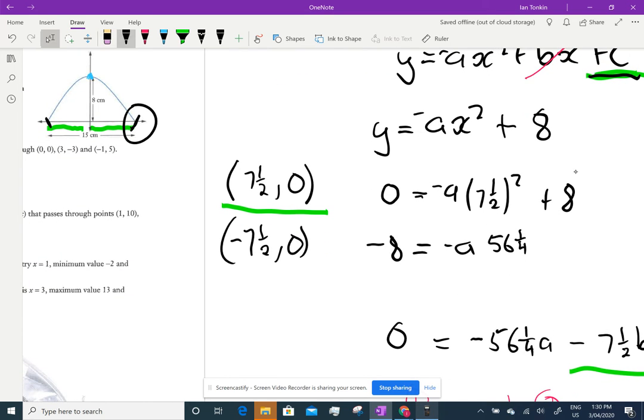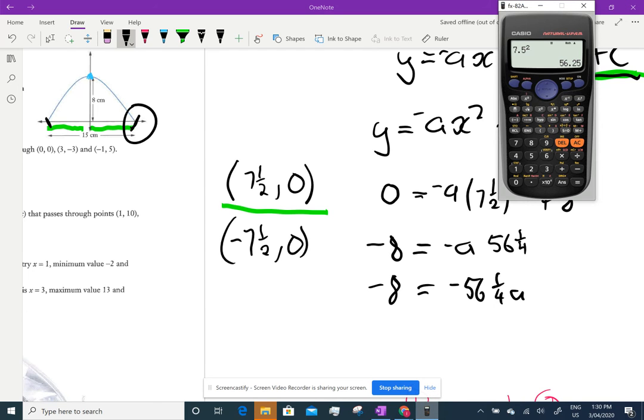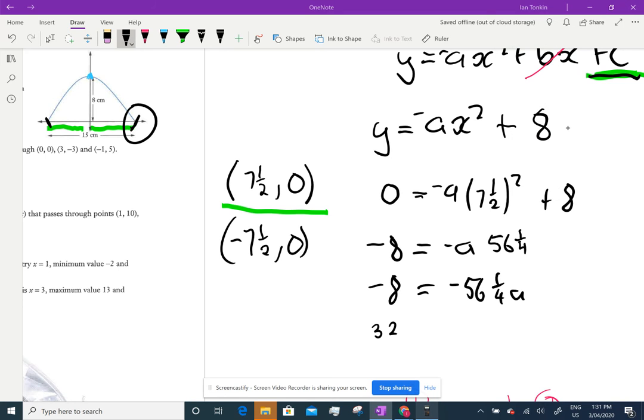Divide by, and that negative can go with the 56 now, if you want. So negative 56 and a quarter a. Divide by negative 56 and a quarter, so negative 8 divided by negative 56.25. Oh, 32 on 225 equals a.